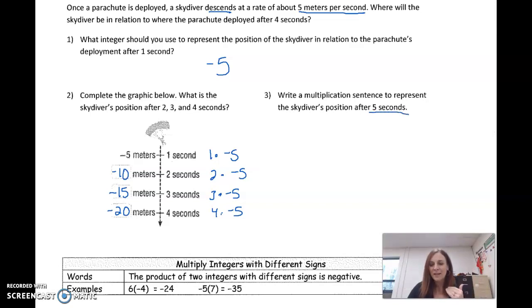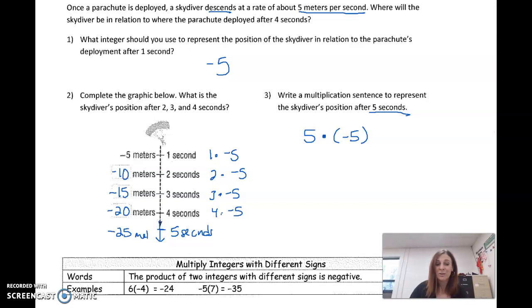So if we want 5 seconds, there it is, there's my mistake, got to make one every video, right? I'm going to go 5 seconds times a negative 5, because we're going to drop down another 5. That's going to match up with negative 25 meters. So that's going to equal a negative 25.